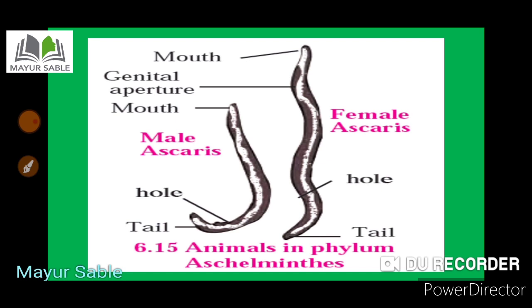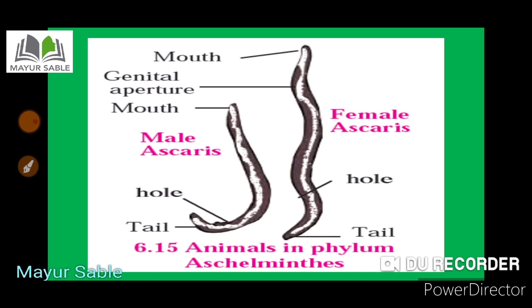Remember, the body of these animals is triploblastic and pseudocoelomate. What does it mean by pseudocoelomate? They do not possess a true body cavity. The body of those animals is not segmented and is covered with a tough cuticle, and those animals are unisexual.